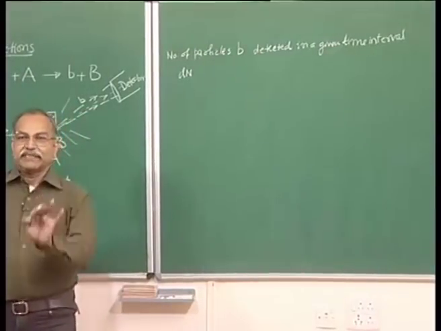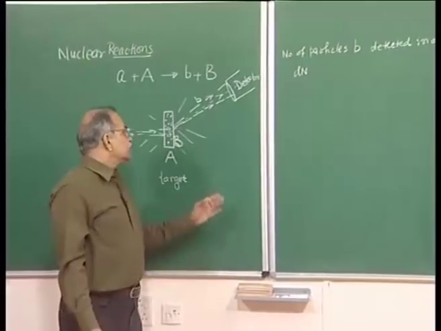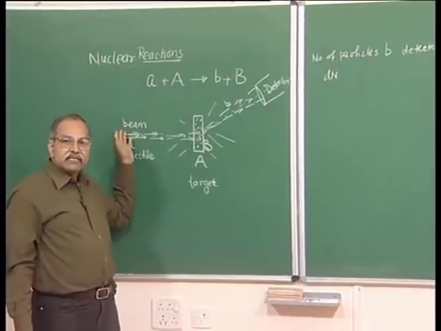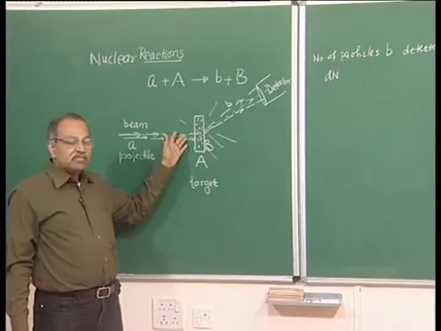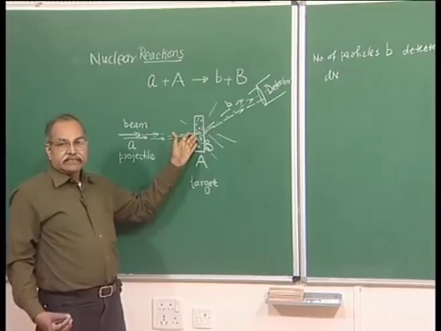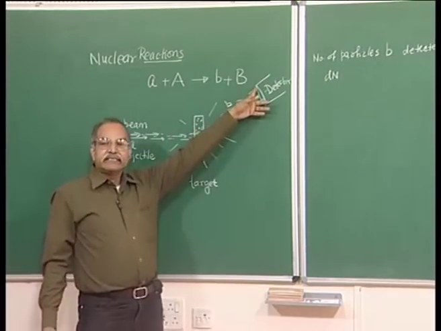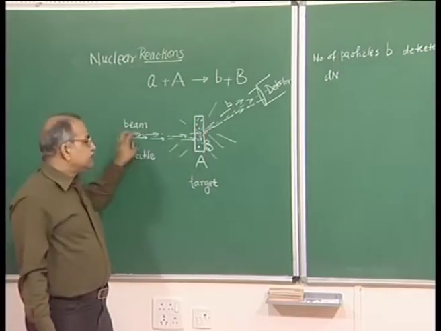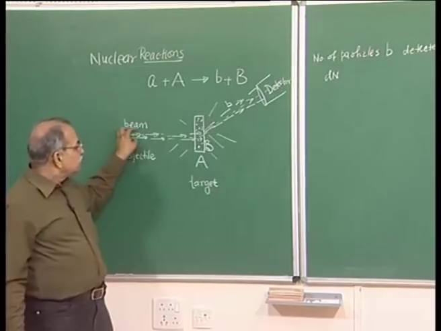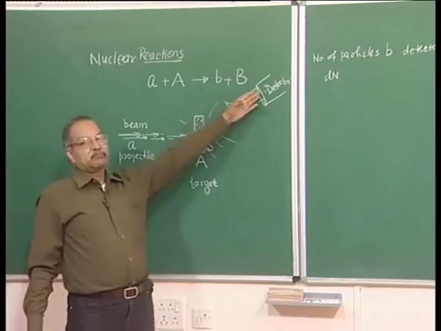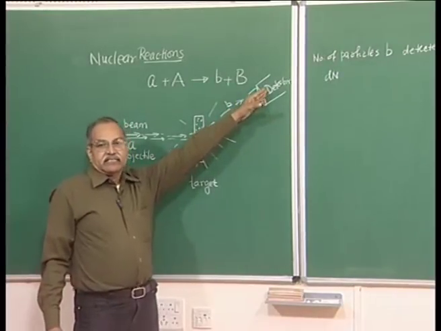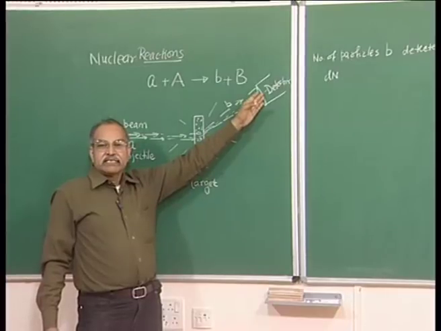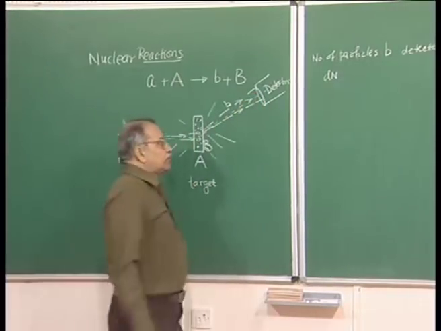Now, there are some obvious dependences. If this incident beam has larger intensity, that means per unit time more particles are incident here, then this dN, the number of b or the number of reactions taking place, will be proportional to that beam intensity. If you are sending fewer a particles per unit time, naturally you will expect fewer b particles in this detector. If you are sending more, you will expect more b particles here in that same time interval. So, it has to be proportional to I.